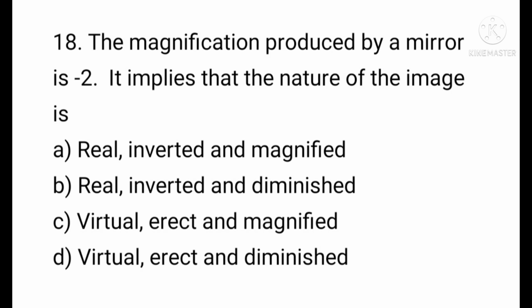Question number 18. The magnification produced by a mirror is -2. It implies that the nature of the image is: option A, real, inverted and magnified; option B, real, inverted and diminished; option C, virtual, erect and magnified; option D, virtual, erect and diminished. Here the correct answer is option A, real, inverted and magnified. Here the magnification is -2. The minus sign indicates that the image is real and inverted, and the magnitude of magnification is more than 1, and therefore the image is a magnified image.